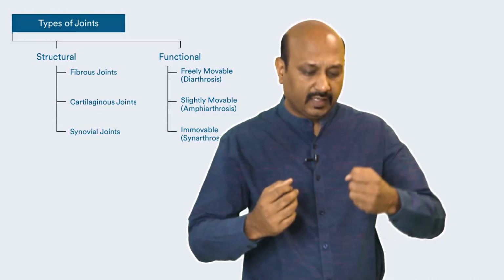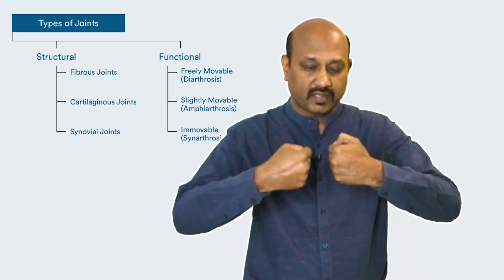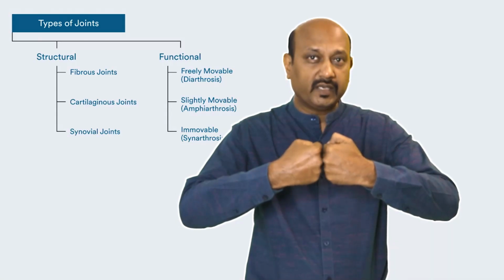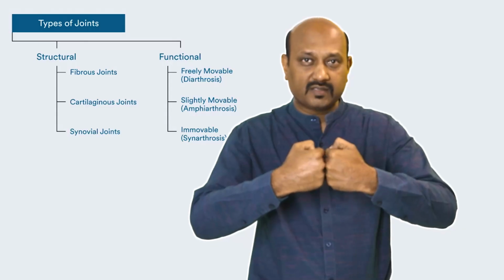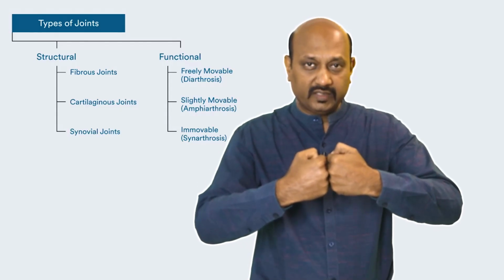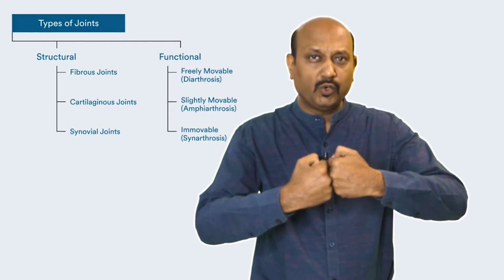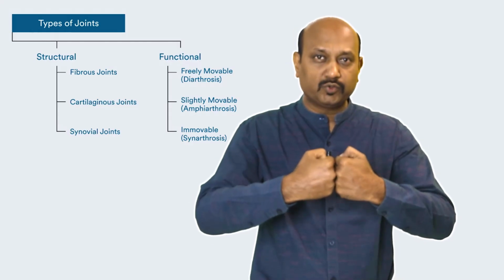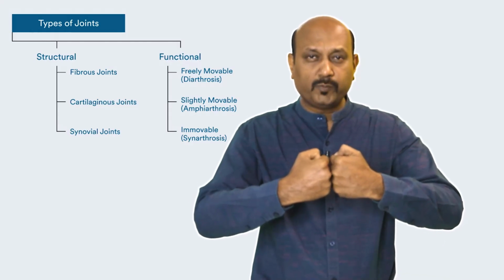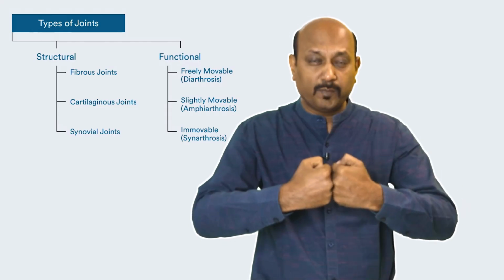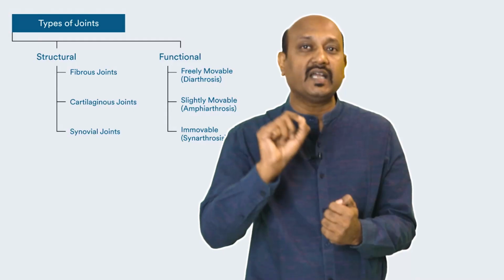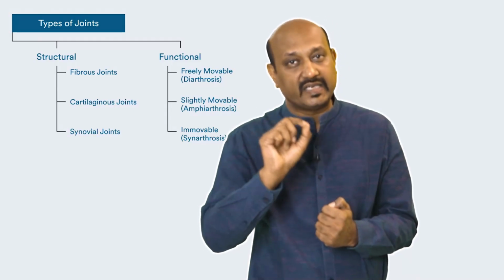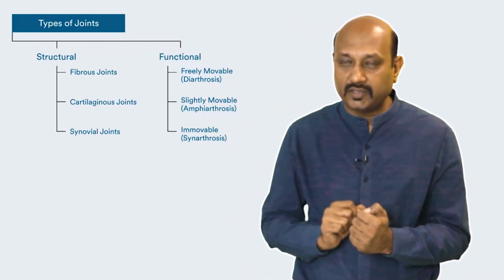So in functional classification, we can have three options. The first option: suppose this is one bone and this is another bone. The two bones are making a joint, right? And we have put some fibrous tissue here. So in this condition, what will happen? There will be no movement. In such types of joints, the two bones are making a joint but there is no movement, immovable joints. This type of joint is known as synarthrosis, S-Y-N, synarthrosis. So this is one condition, okay.